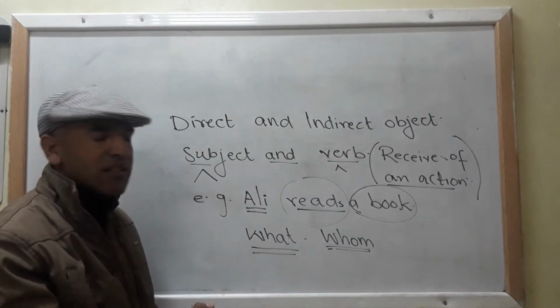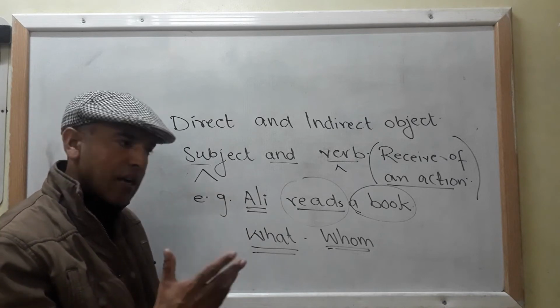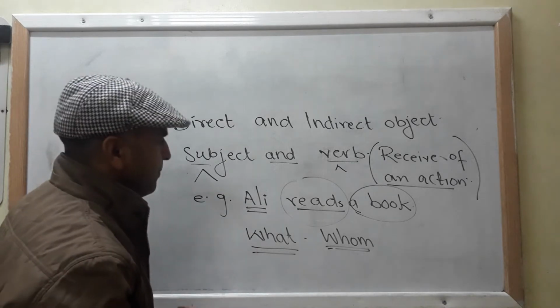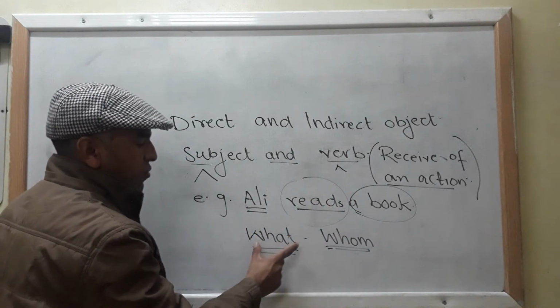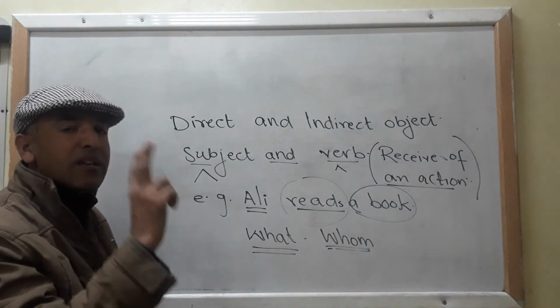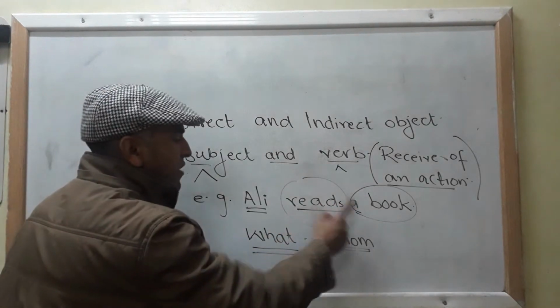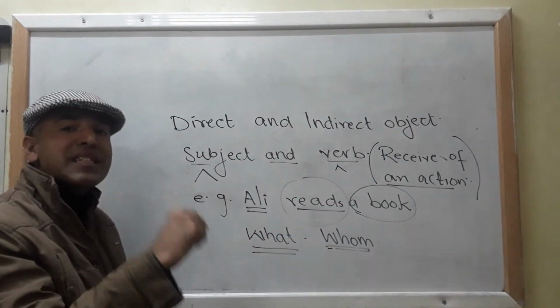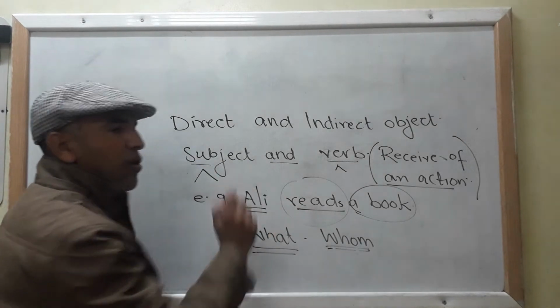Now question arises how we will be able to find out or look at indirect. I shall be explaining it later. So point number one, you will have to ask the question what or whom and you will find your object. Point number two regarding direct object is that your direct object is the recipient or receiver of the action denoted or shown by your verb.